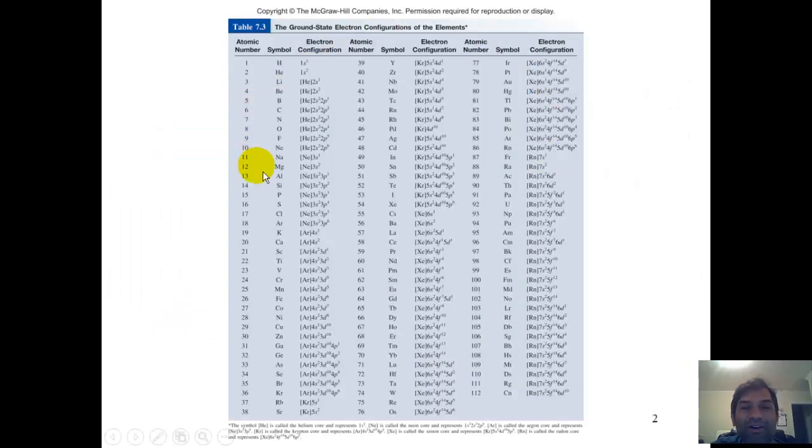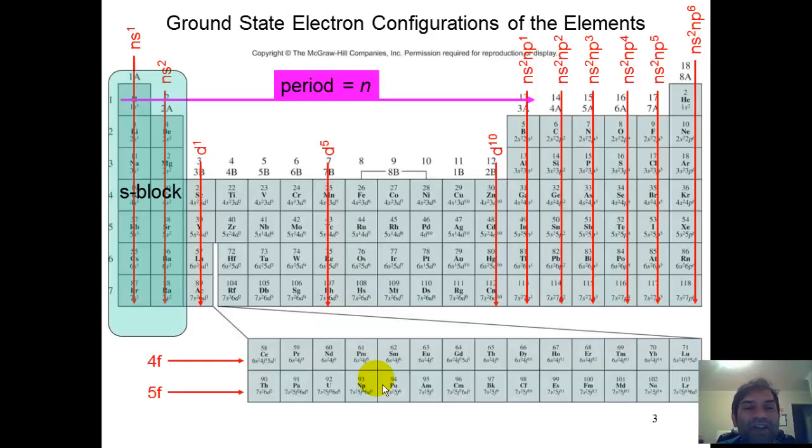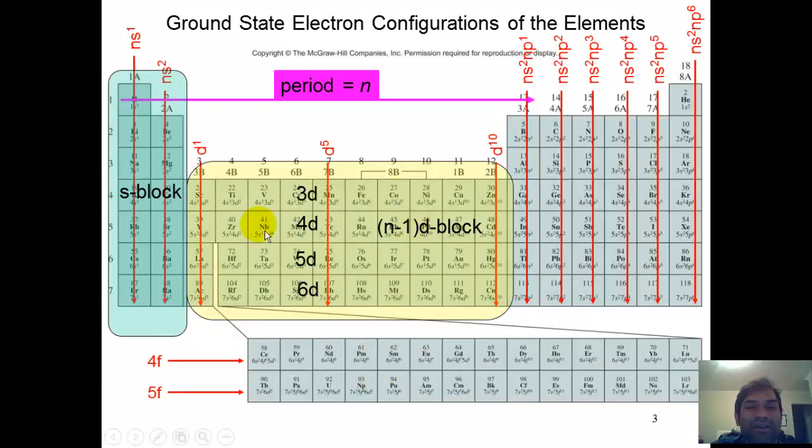As I said before, a lot of these electron configurations you can just look up. The point of this lecture is just to see how we're able to get some of these electron configurations, a little bit of a better understanding of how they are actually configured. We have the S block. This is what I mean when I said the n-1 d block. So we go from 4s, and then from 4s we go to 3d, and then from 3d we go to 4p.